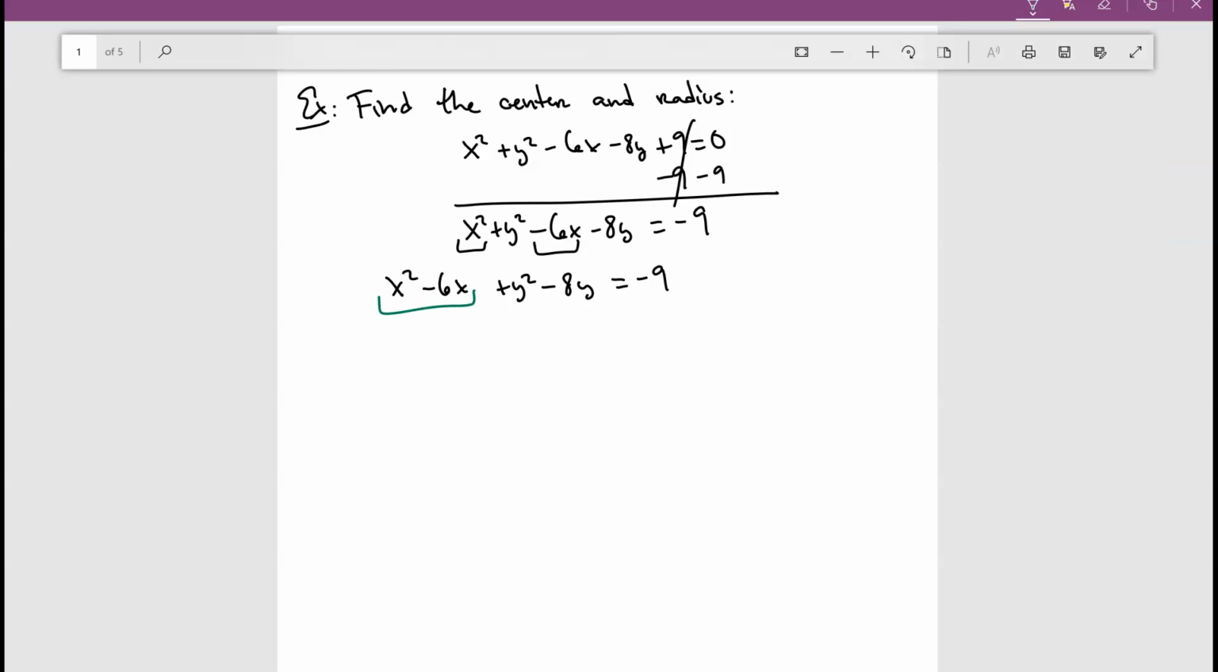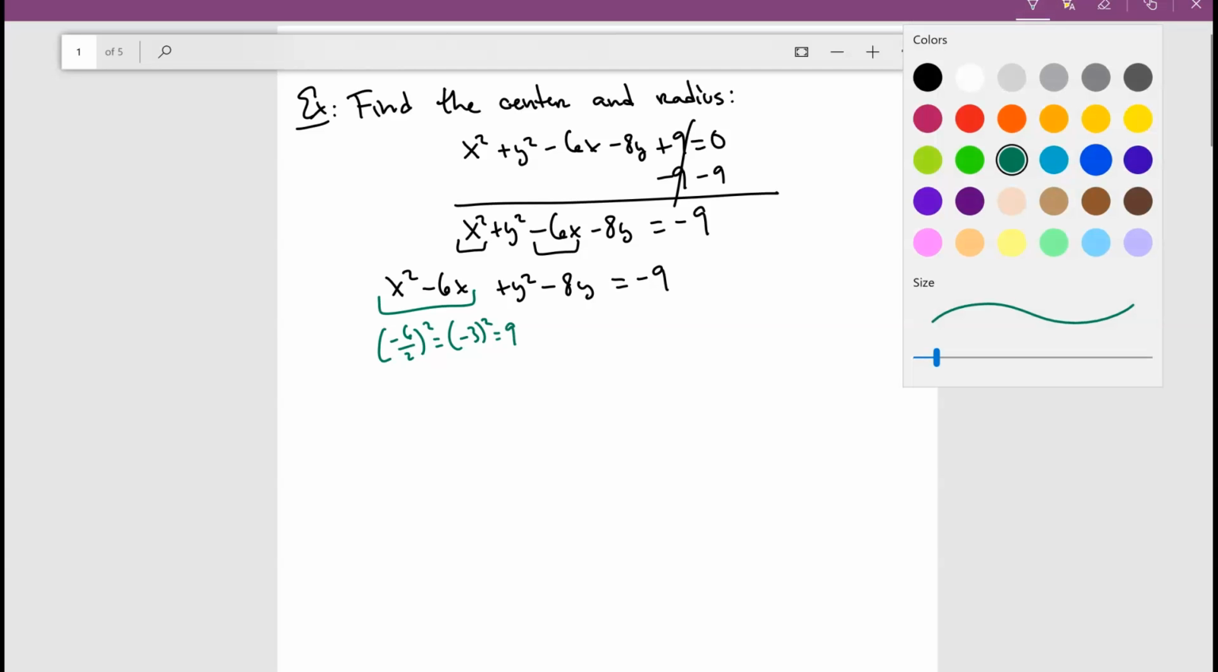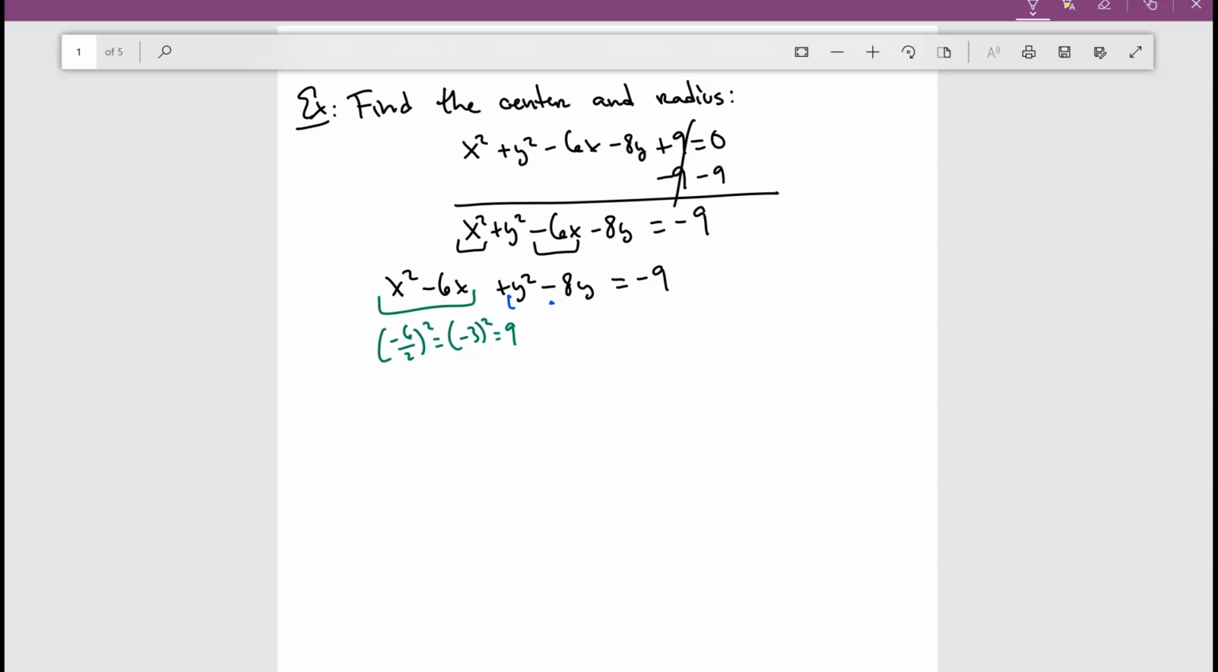So I have these x's, I have this negative 6. I'm going to take negative 6 divided by 2 and square it. That's going to give me negative 3 squared, which gives me 9. Now on the other side, I have this negative 8 for the y's. I'm going to take negative 8 divided by 2 and square it. It's going to give me negative 4 squared, which gives me 16.